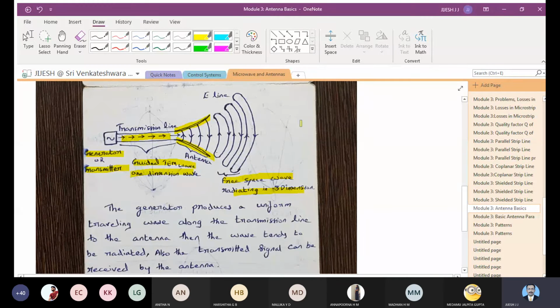The generator produces a uniform traveling wave along the transmission line to the antenna, and then the waves tend to be radiated. Also the transmitted signal can be received by the antenna. So the transmitted signal is then received by the antenna in the further stage. You can draw that figure and note down these things. So this is very basic about the antenna.